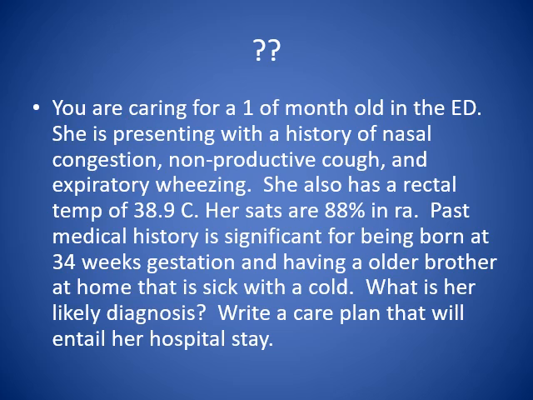So teaching plans would be avoidance of sick contacts. You want to teach the parents signs and symptoms of worsening distress, such as increasing nasal flaring, color changes, not being able to tolerate bottles, not peeing enough at home, at least not having a wet diaper every 8 hours. Those are all points that you would hit on.